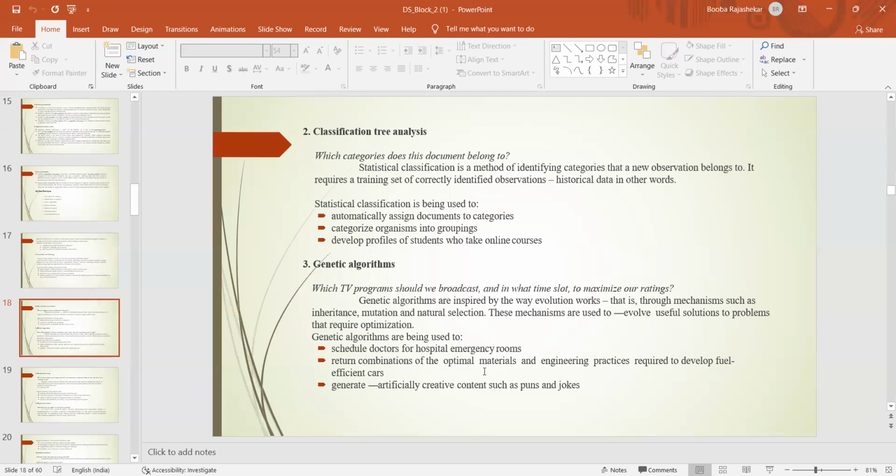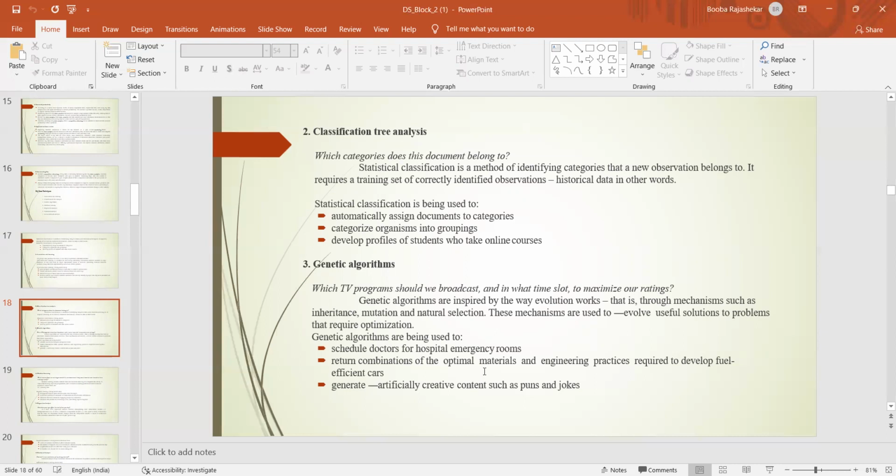Next one, classification tree analysis. Which category does this document belong to? This is a classification. Statistical classification is the method of identifying the category that a new observation belongs to. It requires a training set of correctly identified observations, historical data in other words. It automatically assigns documents, categorizes and organizes them into groupings, and develops profiles of students who take online courses. These are the categories which define classification tree analysis.